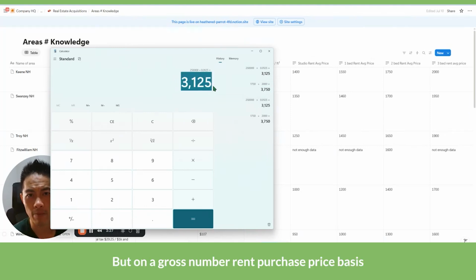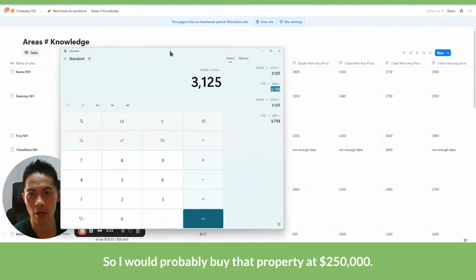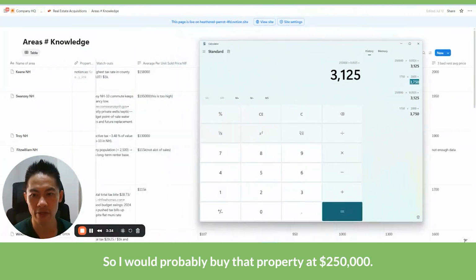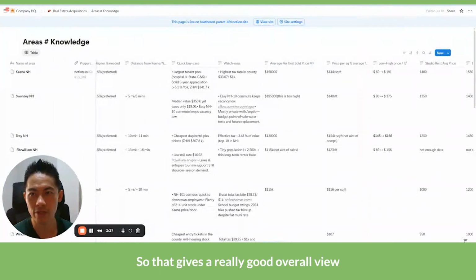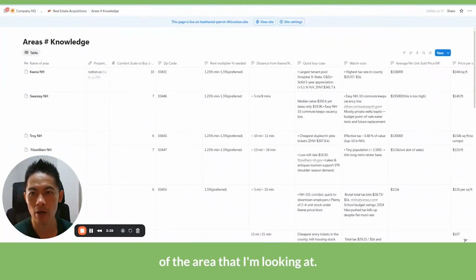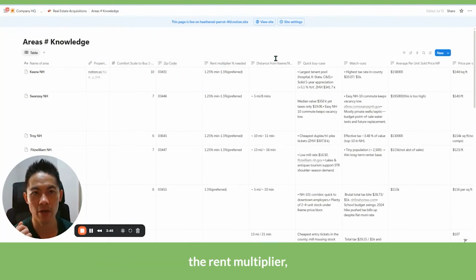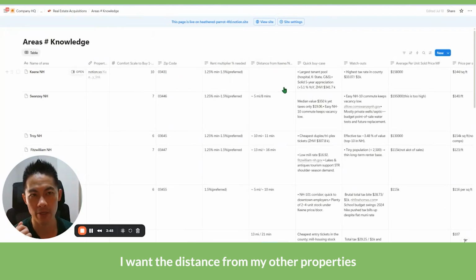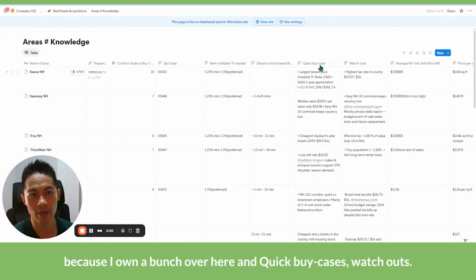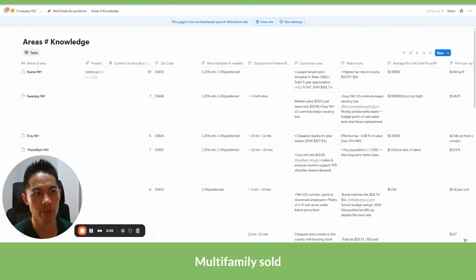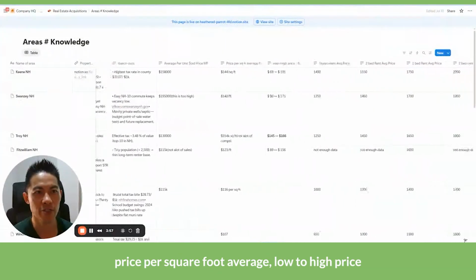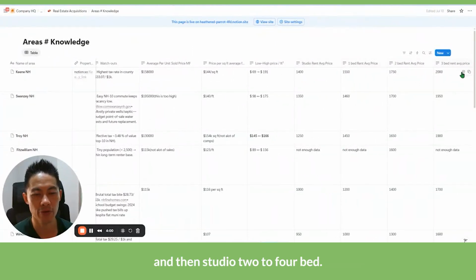But on a gross number rent purchase price basis, that will hit the mark. So I would probably buy that property at $250,000. So that gives us a really good overview of the area that I'm looking in. Again, the comfort that I'm looking to buy, the zip code, the rent multiplier I want, the distance from my other properties because I own a bunch over here, and quick buy cases, watch out, average price per unit, multifamily sold, price per square foot average, low to high price, and then studio through 4 bed.